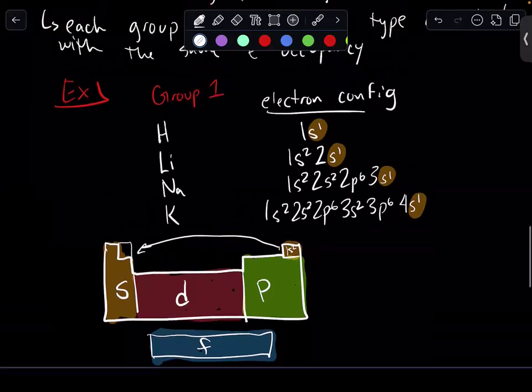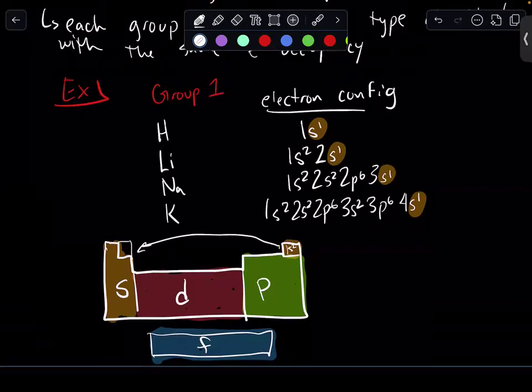So this is all there is for the basic organization of the periodic table. Make sure you keep these things in mind. So hopefully this helps and have a great day.